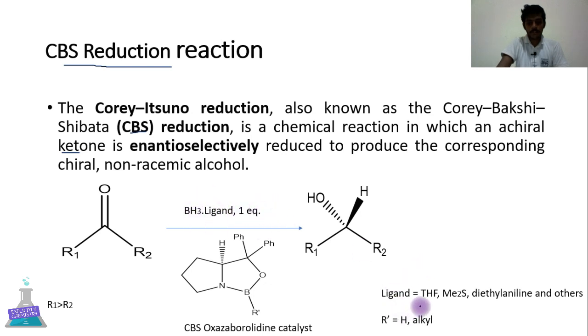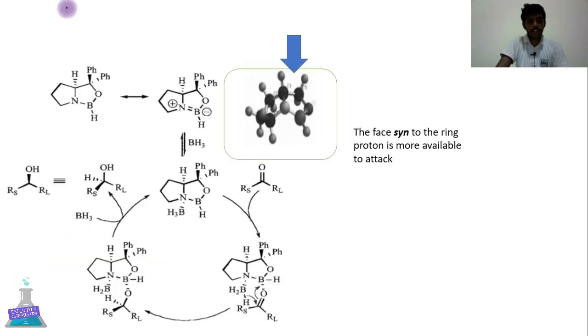Here the ligand is usually THF, Me2S, diethyl ether and others are used as ligand here, and R dash, which is here, can be H or an alkyl group. Here the R1 should be greater than R2, which means this should be the longer chain and this should be the shorter chain. Let's see the mechanism.